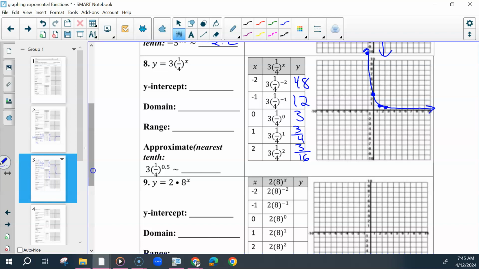But what's our y-intercept now? 0, 3. That a value changed our y-intercept from 1 to 3. Did our domain change? No, it's the same. Negative infinity, positive infinity. What about our range? Lowest to highest? 0 to infinity.